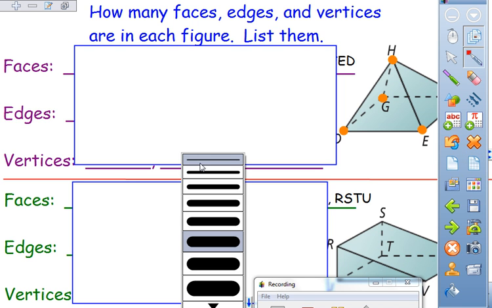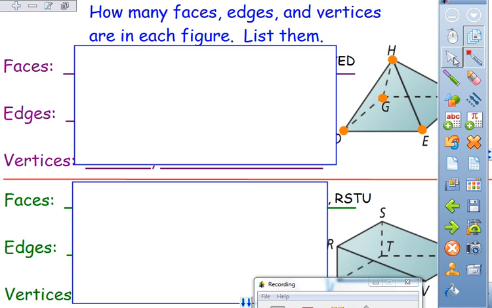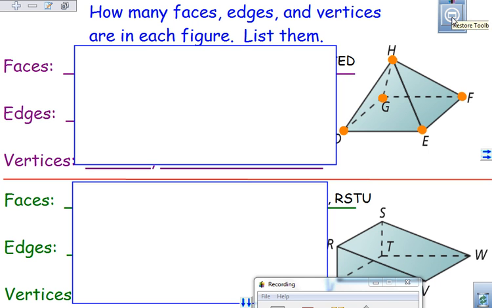How many faces, edges, and vertices are in each figure? List them. So in this first shape, it looks like it is a square pyramid. So I'm going to assume this bottom is a square. It's probably a quadrilateral, but square pyramid. Otherwise, you would just call it a pyramid, excuse me.